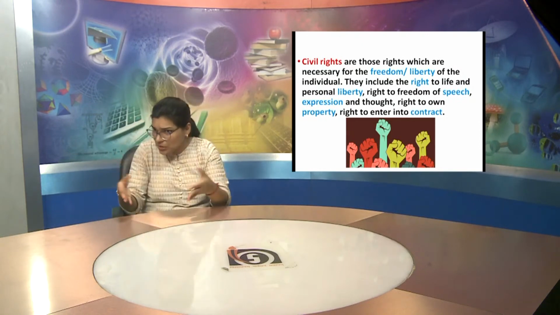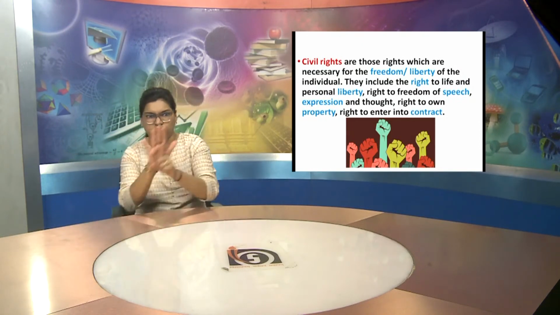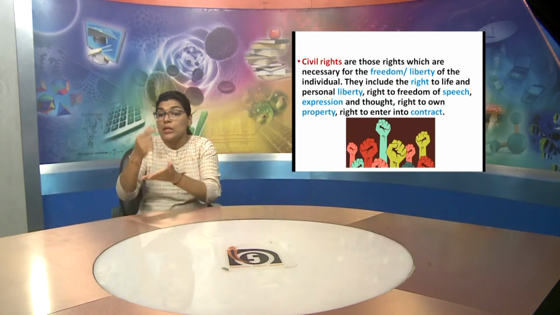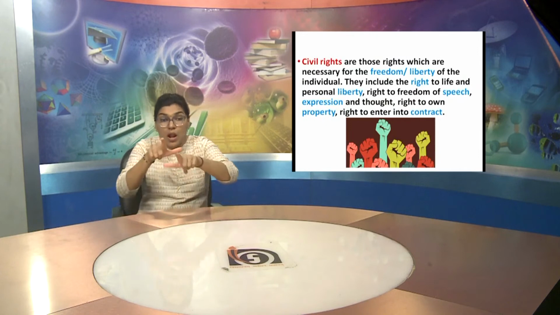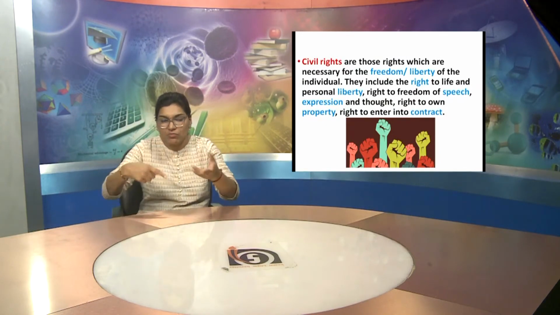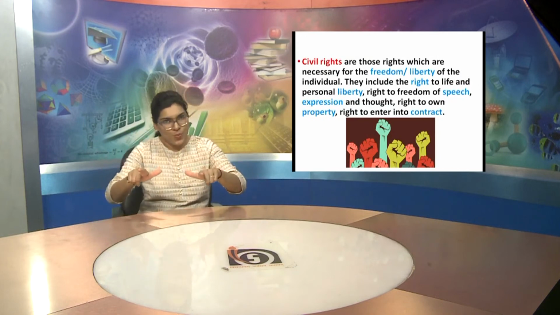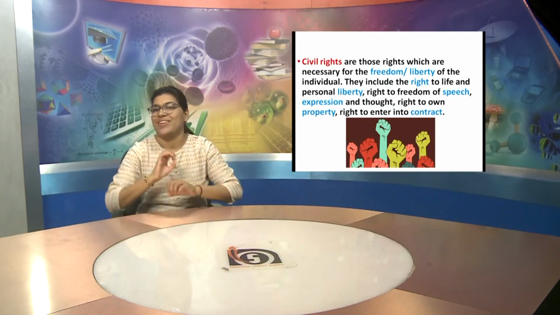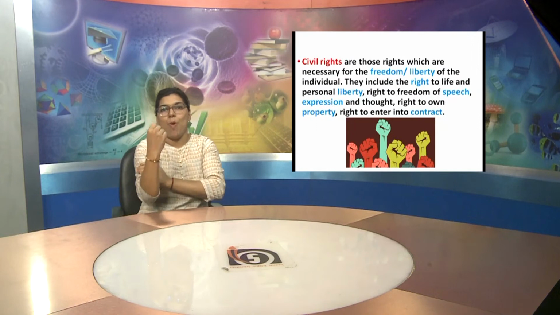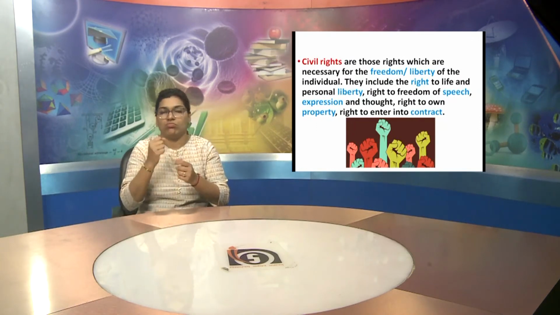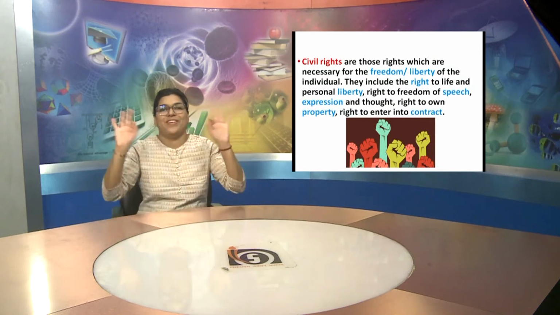For example, if a person wants to buy land and the government doesn't allow it, then it is not an example of democracy. But when you have a constitution in your country, you can freely sell or purchase the land, and it is an example of a democratic country.